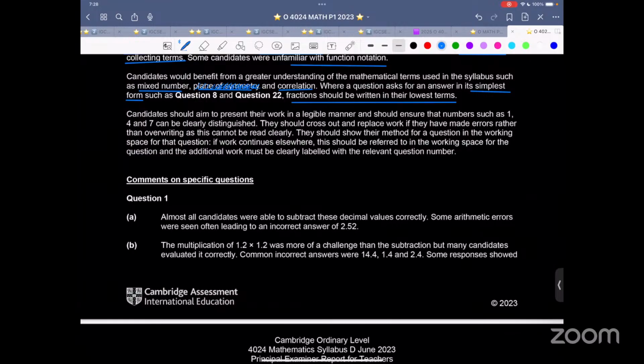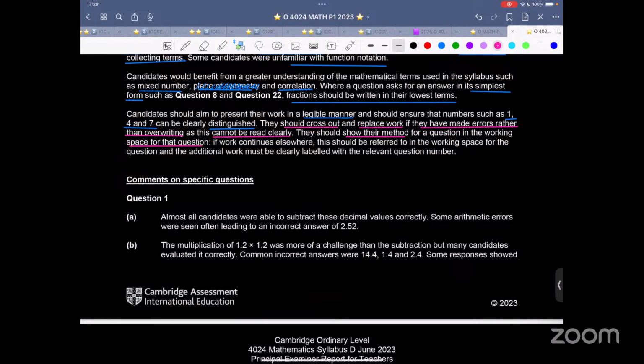Candidates should aim to present their work in a legible manner, and should ensure that numbers such as 1, 4, and 7 can be easily distinguished. They should cross out, now listen from here, they should cross out and replace work if they have made errors rather than overwriting, as this cannot be read clearly. If it cannot be read clearly, you won't be getting any marks for it. They should show their method in the working space for that question.